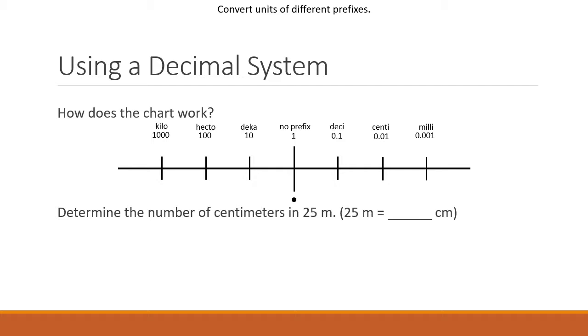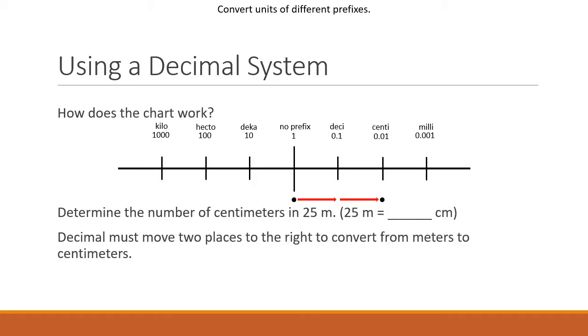So I'm going to put a decimal point there also on the centi line. Now I just ask myself, in which direction and in how many decimal places did my decimal point have to move to go from no prefix to centi? Well, just drawing on my chart here, it goes to the right one place to go to the deci, and now it goes to the right a second place to go to centi. So the decimal point moves right 2 places. So the decimal point must move 2 places to the right to convert from meters to centimeters.